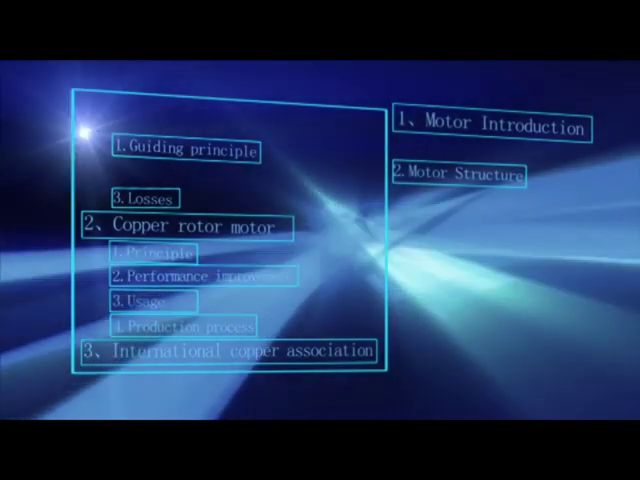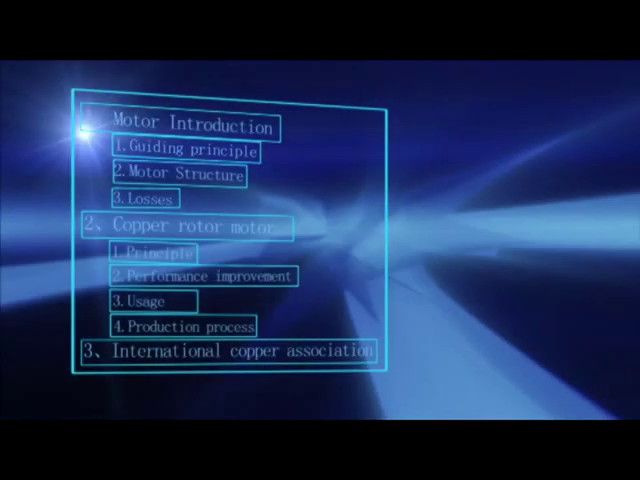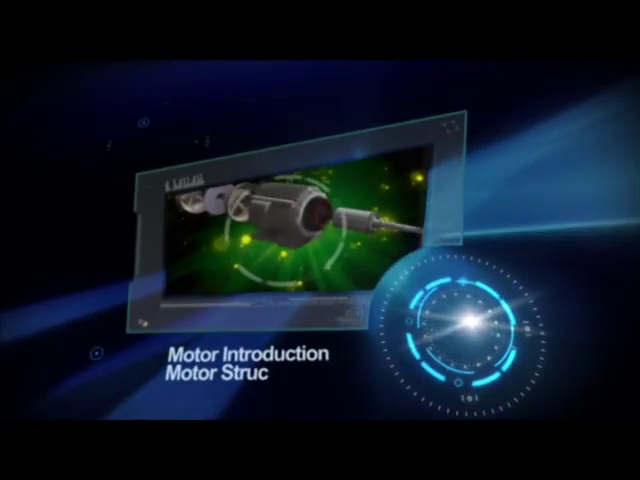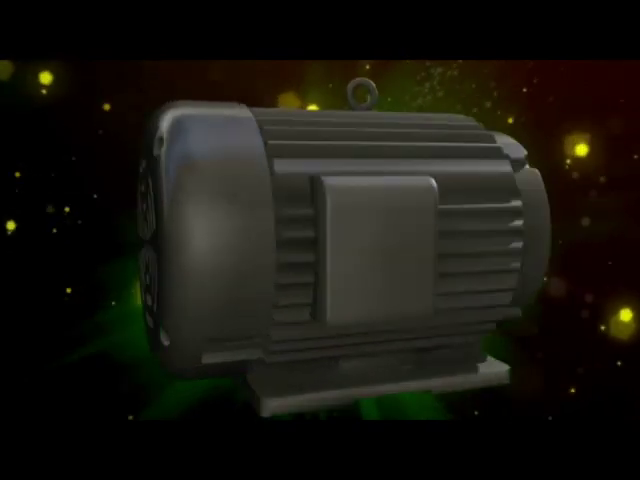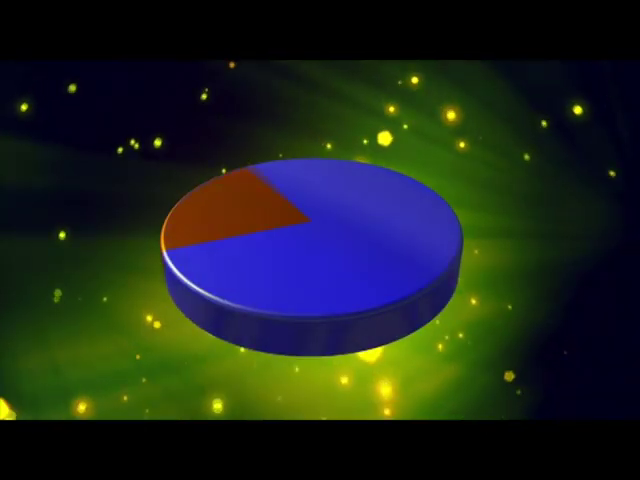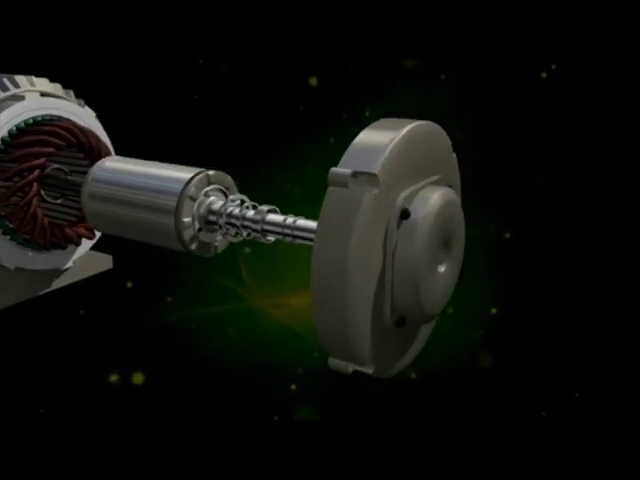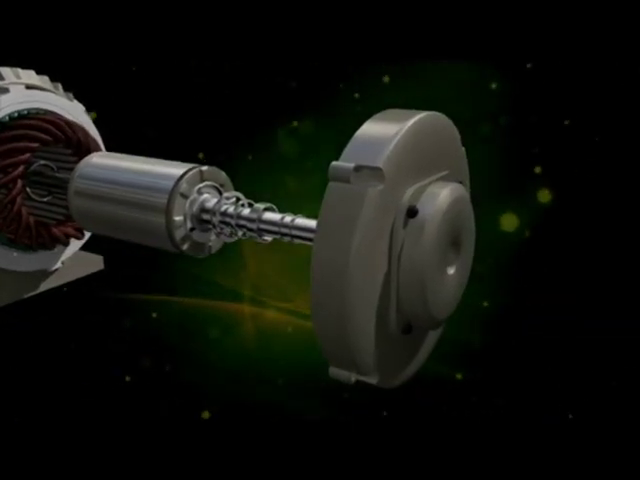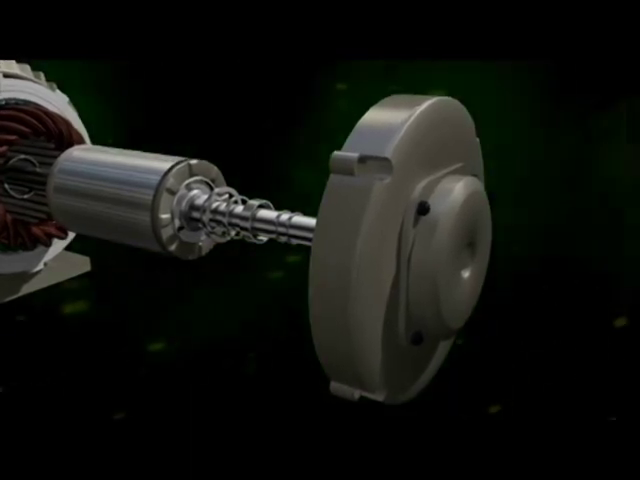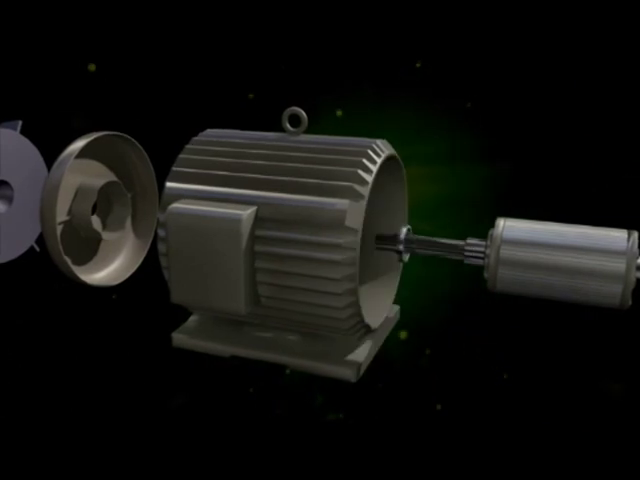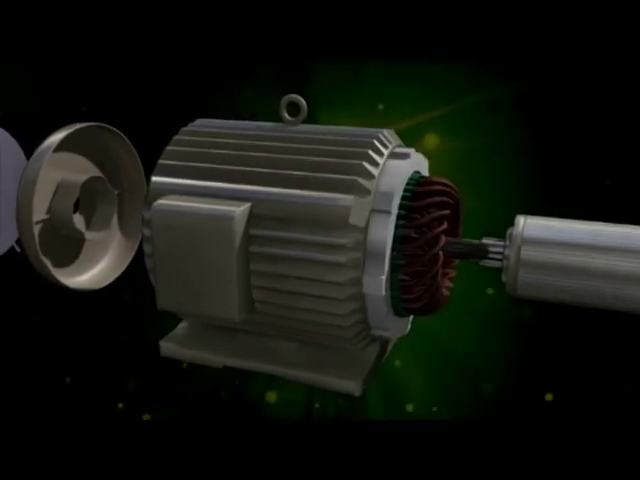Motor structure. Among the different types of motors, cage-type three-phase asynchronous induction motors are the most widely used, accounting for 70% of the total. Motors are comprised of a stator, rotor, casing, and fan, of which stators and rotors are the most important components. A stator produces an alternating magnetic field.